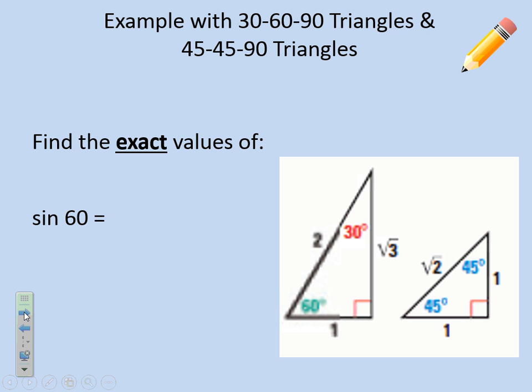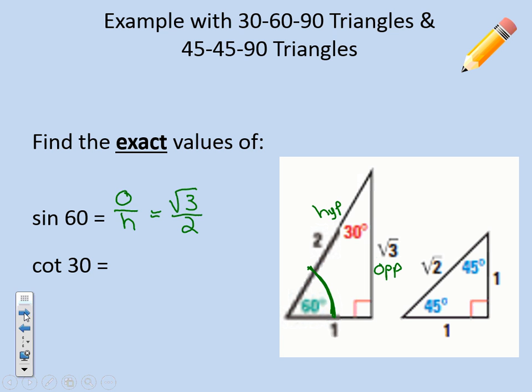So I'm going to come over here to 60. Now, sine is opposite over hypotenuse. So if I look at this, my opposite of this is square root of 3. So I have a square root of 3, and my hypotenuse here is 2. So it's going to be the square root of 3 over 2. That is my answer, ladies and gentlemen. That's it. That's done.